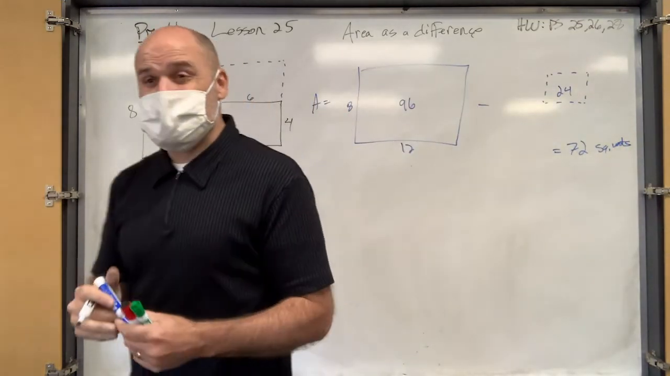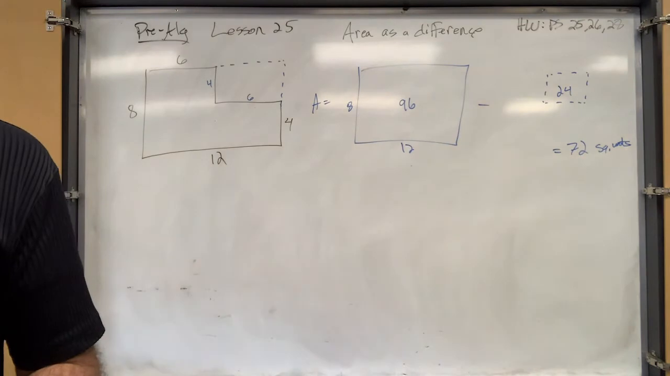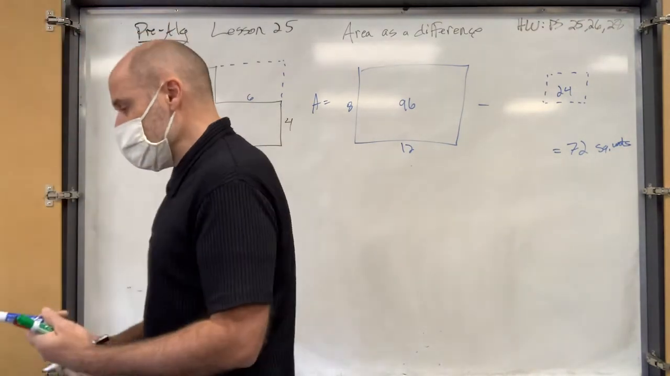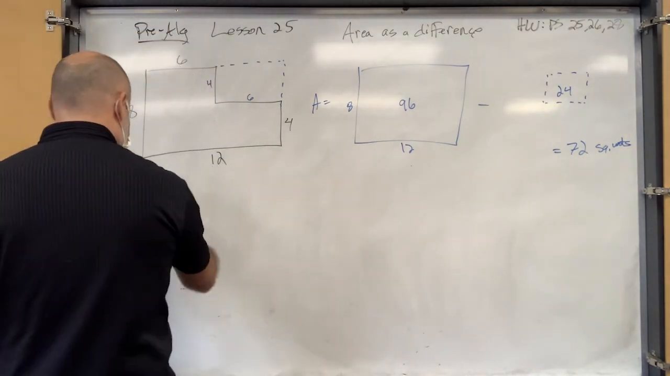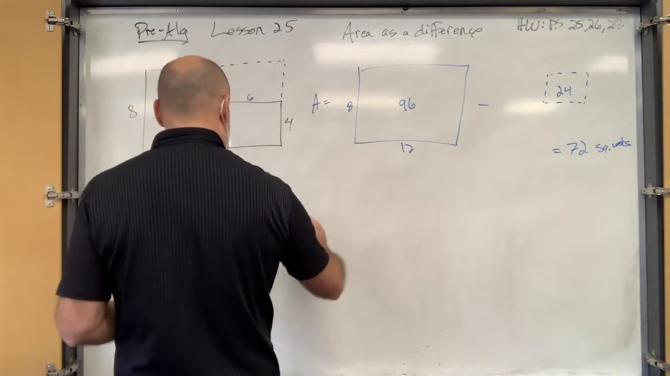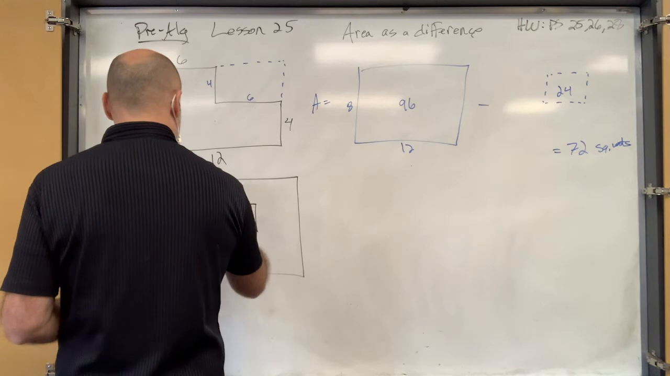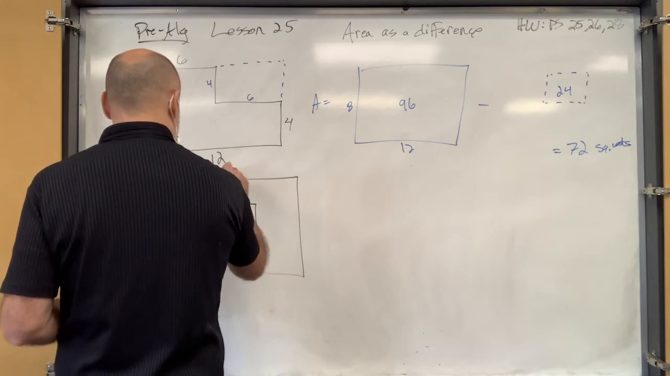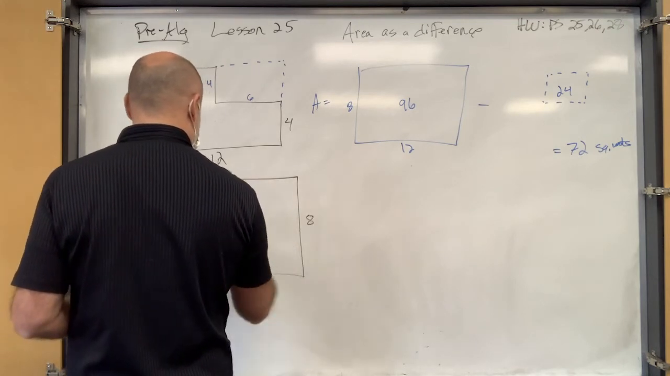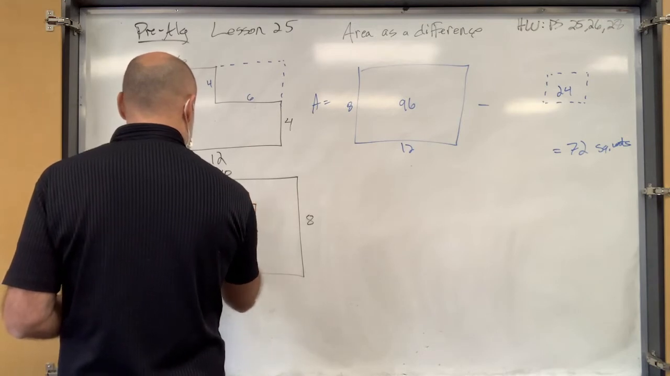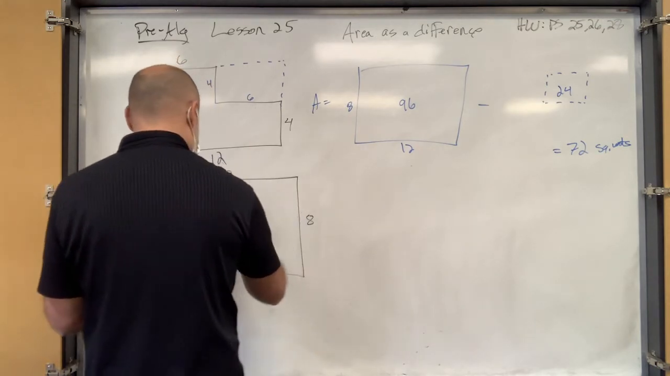So sometimes it's easier to calculate area as a difference, and sometimes it's the only way. For example, if I wanted to find the area of the shaded area, okay, let's find the area of this shaded area. So here's what the shaded area looks like.